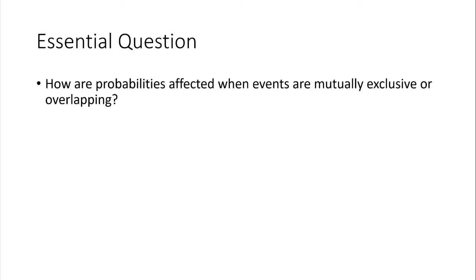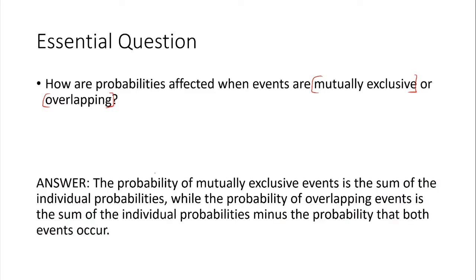So again, we have to understand what mutually exclusive means, right? That's a key idea, or overlapping, and we'll get to those. So our answer is basically the probability of mutually exclusive events is the sum, okay, so again, that means addition of the individual probabilities. While the probability for overlapping events is the sum of individual probabilities minus the probability that both events occur.